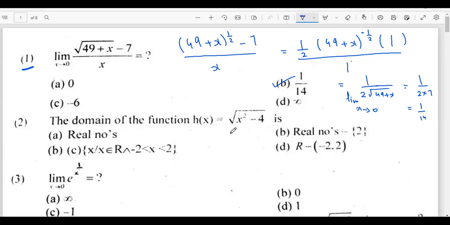Now, since we are talking about functions and limits in this chapter, the second question is about the domain of the function, but still we'll be using this stuff. It says the domain of the function h of x, that is under the root x squared minus 4. One thing we know about square roots is you cannot have a negative number in that.